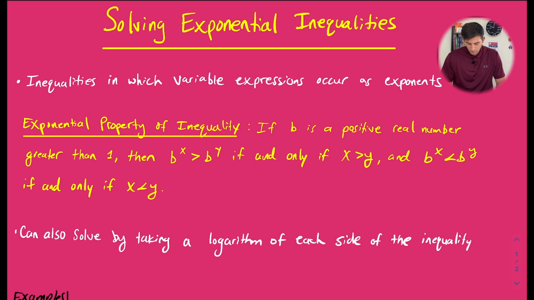It says if b is a positive real number greater than 1, then b to the x power is greater than b to the y power if and only if x is greater than y. B to the x is less than b to the y if and only if x is less than y. So if the bases are the same, we can just take the exponents and set them in an inequality with each other, because we're not talking about an equation, but less than, greater than, whatever our inequality symbol is. Now, this property also works for greater than or equal to or less than or equal to.